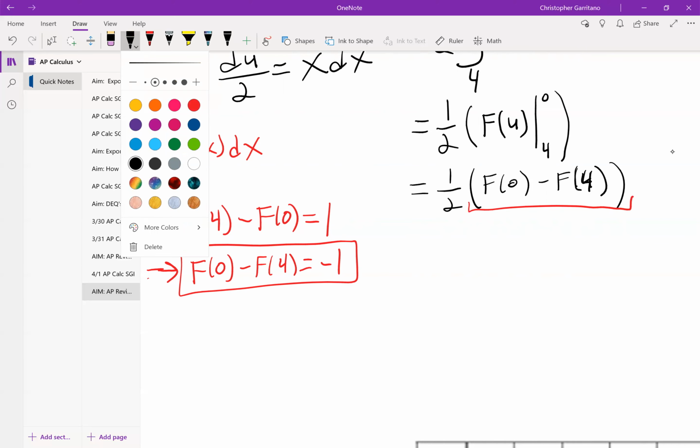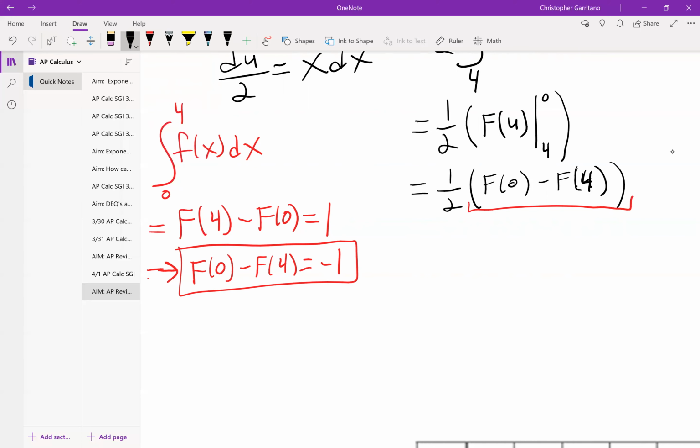So because big F of 4 minus big F of 0 is equal to 1, that tells me that big F of 0 minus big F of 4 is equal to -1. And now I can use that information right over here. And I end up with -1/2.